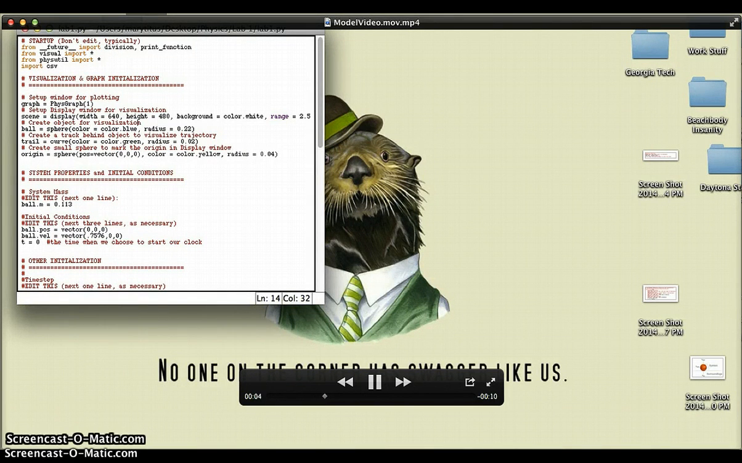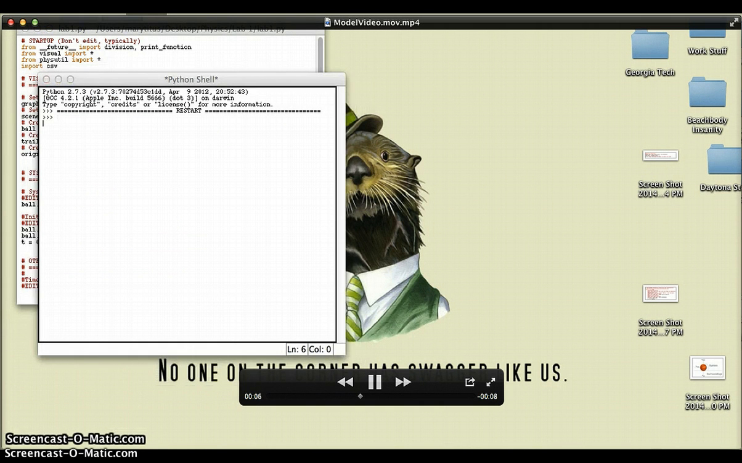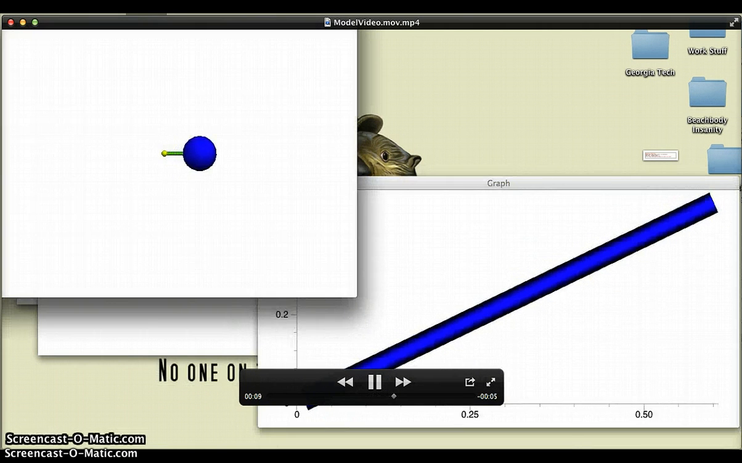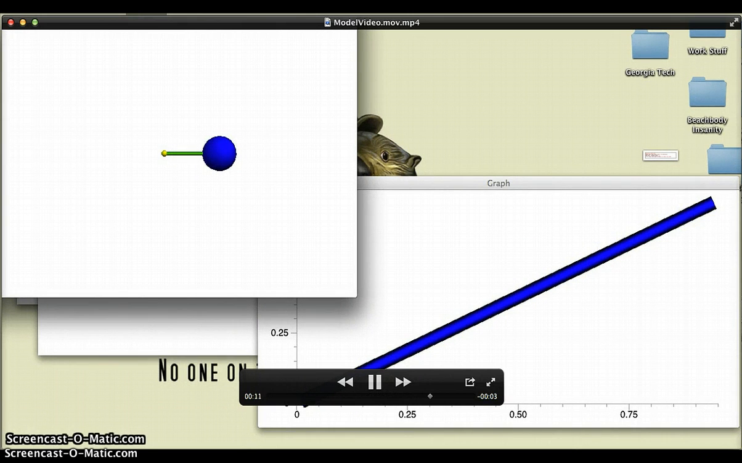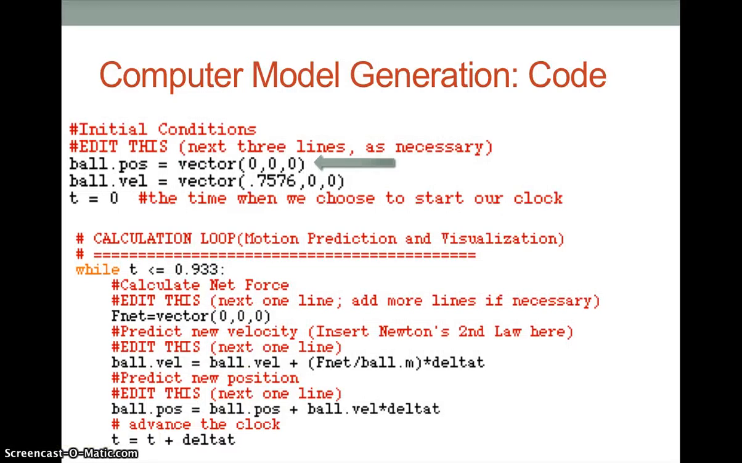The large blue ball in the model represents the basketball, and the green line the trail of the ball's motion. The graph seen being produced in the lower right will later be used to compare the experimental data with the model. Some of the most important aspects of the code are highlighted here. The ball's position vector was updated to the origin, and its velocity vector was updated to reflect the velocity previously calculated from the Tracker data. Additionally, the initial time was set to 0. The while loop utilizes the terminating condition of t final, here 0.933 seconds.